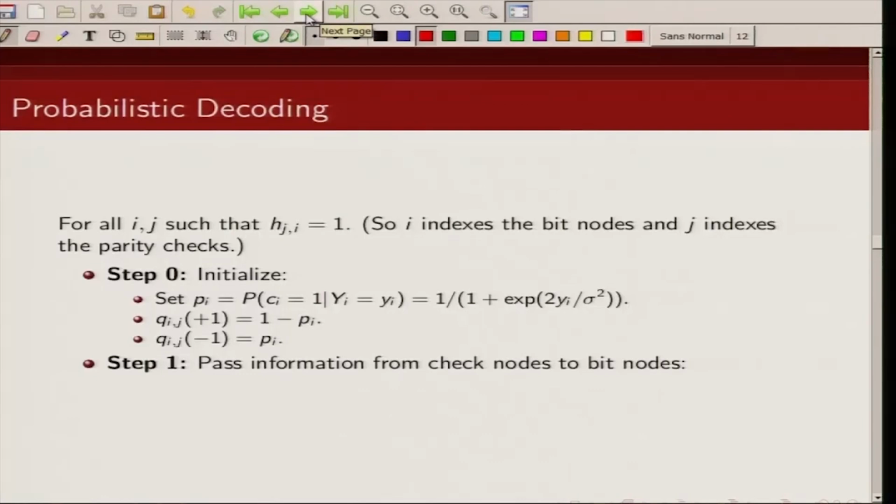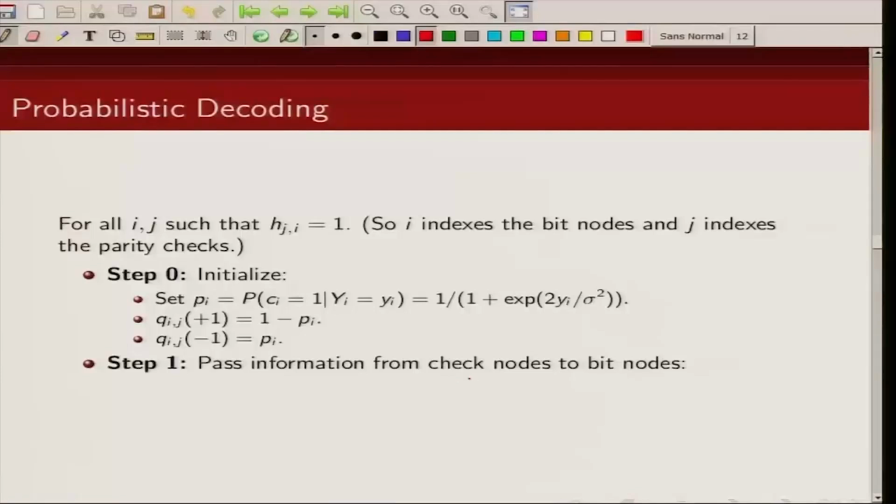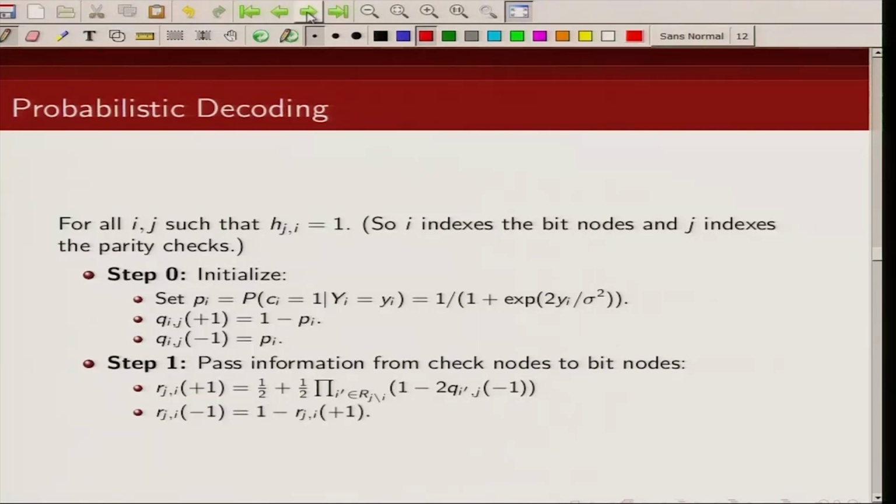Next, once these messages are sent to the check nodes, the check nodes will do local computation and send these Ris back to the bit nodes. So, pass information from check nodes to the bit nodes. Check nodes are going to pass this information Ris back to the bit nodes, and this is given by this expression.